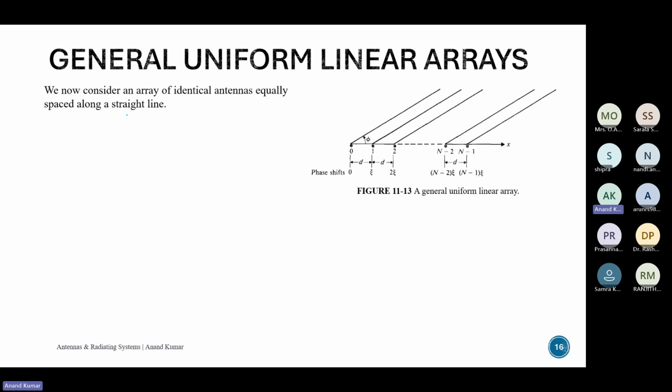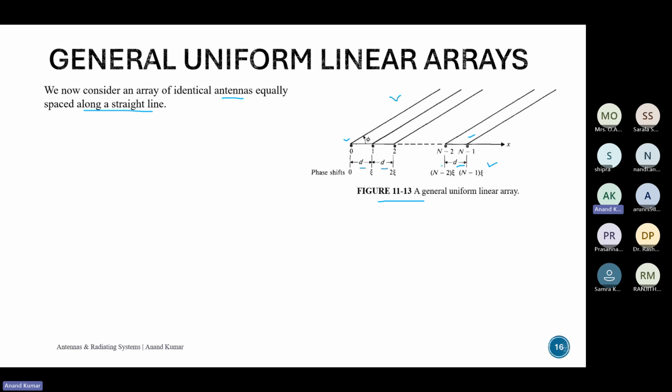Okay, so we will now consider an array of identical antennas equally spaced along a straight line. Just refer to this figure over here. Over here we have n elements, starting from 0 and going up to n minus 1, and they are equally spaced by distance d. In practical cases, the spacing could also not be the same, but if we have equal spacing, we'll be able to solve the problem in a simpler, more straightforward way.